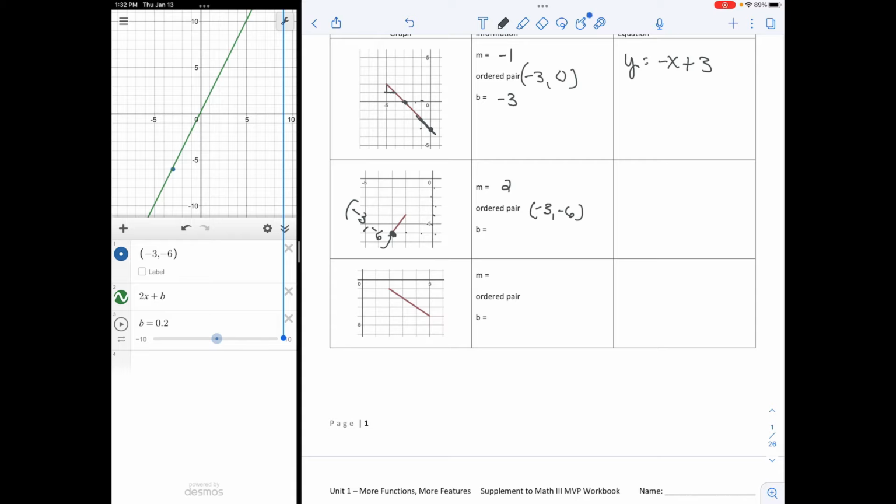So it looks like my b is 0.2, maybe. Let's go right through there. There we go. It's 0. My b is 0. So my equation is going to be y equals 2x.